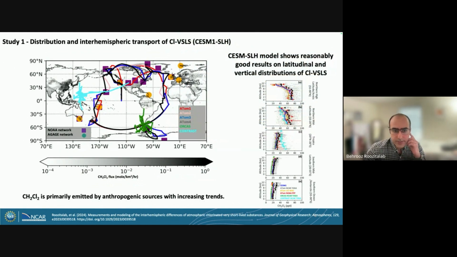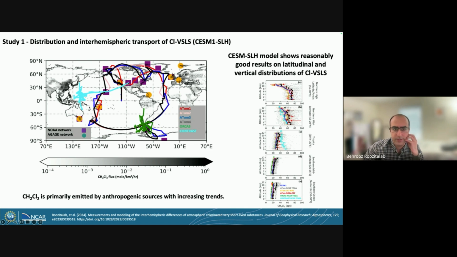So in one study, I will show only the results for one important compound, which is called dichloromethane, or CH2Cl2. On the map, I'm showing the emissions of dichloromethane on the background, where we see large emissions over Eastern Asia, and then some over Europe and North America. And then the overlay is showing the measurements that we had.